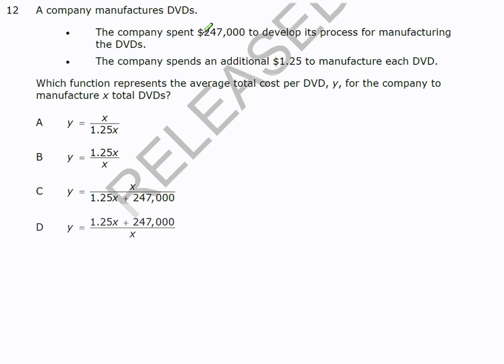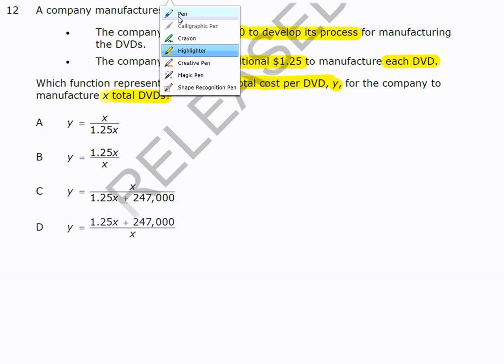So how much they spent to develop the process is probably important, so let's highlight that. And then they spent an additional $1.25 to manufacture each DVD is also important. Our variables are important and what they represent. So Y is the cost per DVD, the total cost per DVD. You've got to put the whole thing in there. And for the company to manufacture X total DVDs, so X is my total number of DVDs.